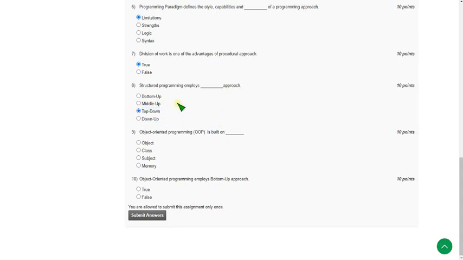And moving on to the ninth one, object-oriented programming is built on. So object-oriented programming, here the name itself represents object. So the ninth question answer is the first option, that is object. And moving on to the final question of this assessment, that is the tenth one, object-oriented programming employs bottom-up approach. Is it true or false? So it is absolutely true, that is the first option.